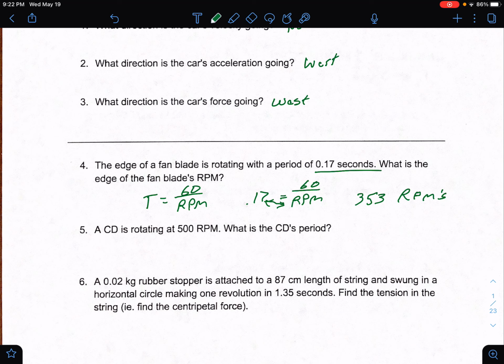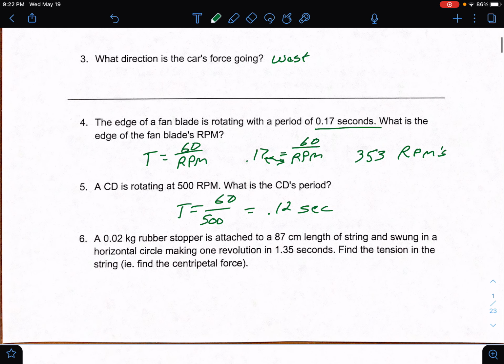Number 5, a CD is rotating at 500 RPM. What is the CD's period? Remember, we just did that equation up here in number 4. So T equals 60 divided by 500, and that comes out to 0.12 seconds. That's how long it takes to do one rotation.